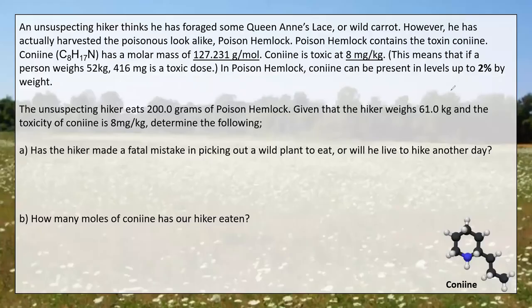Okay, so it's just another little dimensional analysis mole problem. We have an unsuspecting hiker that thinks he's found some Queen Anne's lace or wild carrot, which is edible, but he's actually harvested the very poisonous lookalike poison hemlock, which contains this molecule called conine, and it has a molar mass of about 127 grams per mole.